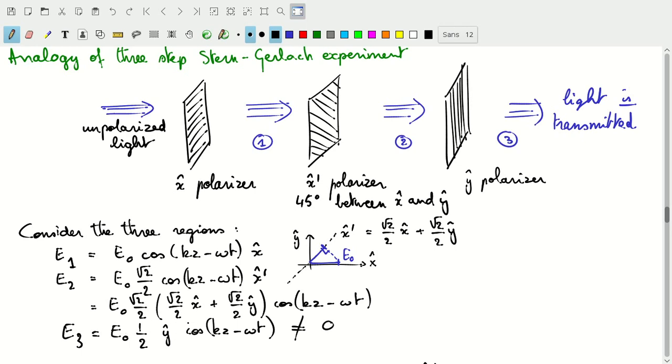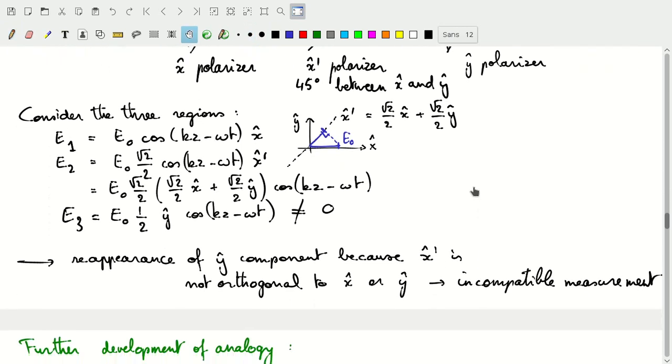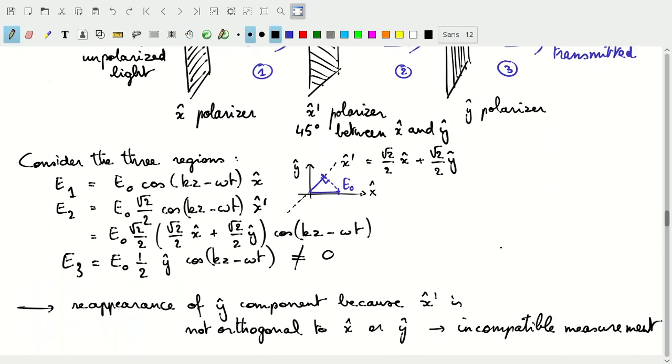So the crucial step in this entire derivation that allows this to be non-zero is the fact that we have this intermediate step where we force the field along this 45 degrees direction, which reintroduces in some sense the x and the y components and then destroys the polarization that was introduced by the first polarizer. Okay, so there's a reappearance of this y component because x prime is not orthogonal to x and y.